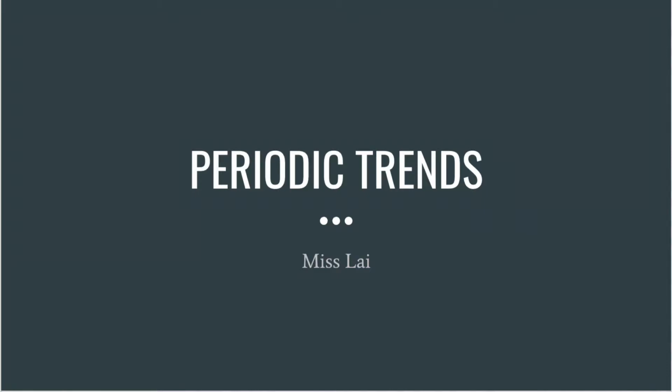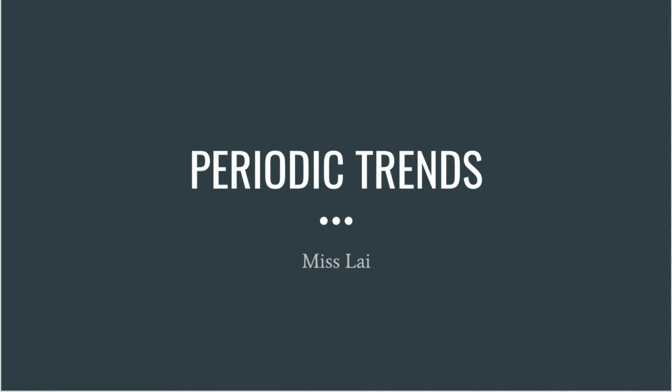Hi everybody, today we're going to be finishing up our chapter on periodic trends. I know it's a short one. Last class we talked about the atomic radius and the ionic radius and what those trends looked like on a periodic table. Today we're going to be talking about two new terms. We're going to be looking at ionization energy as well as electronegativity.